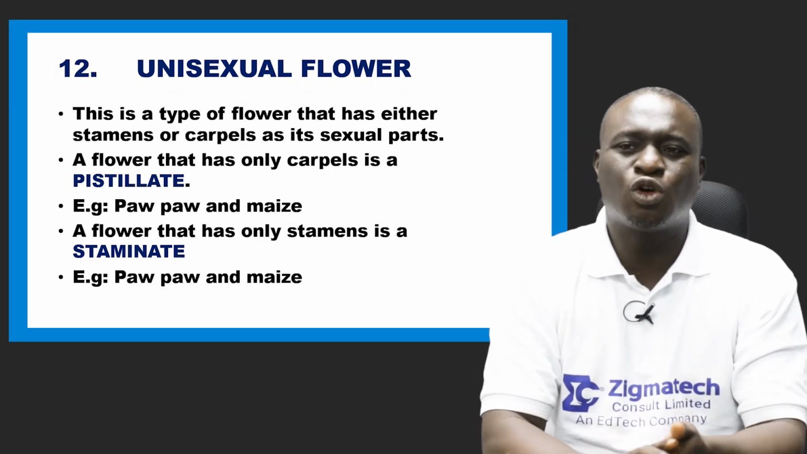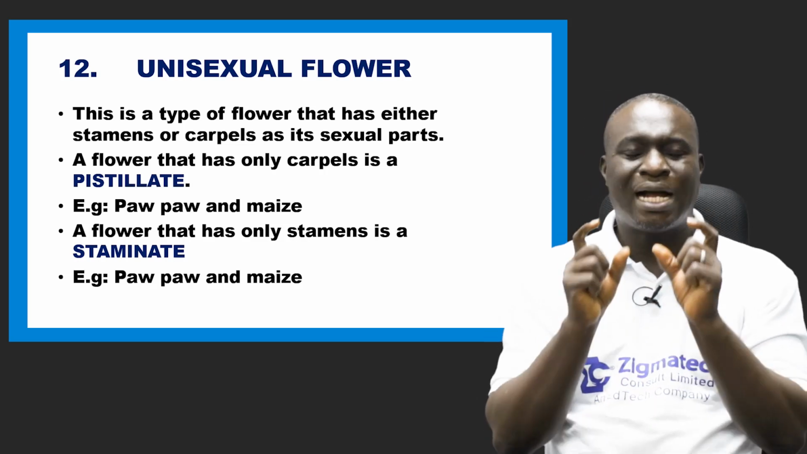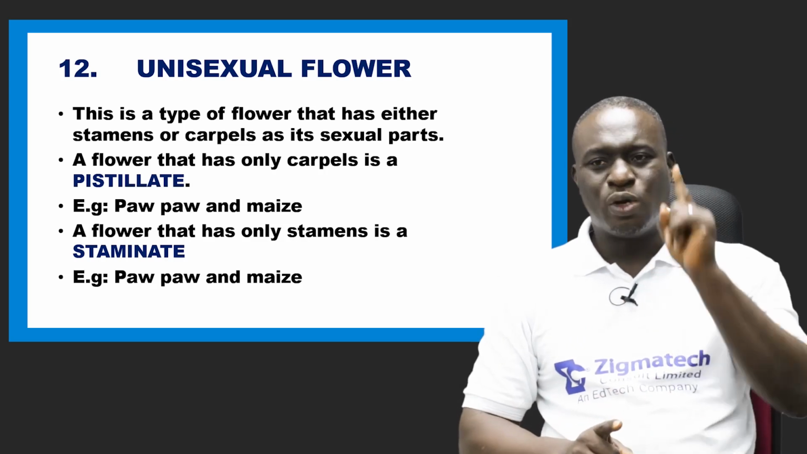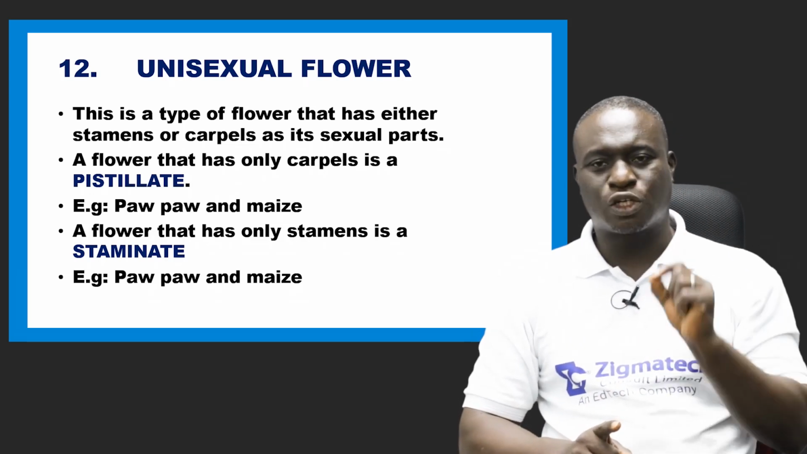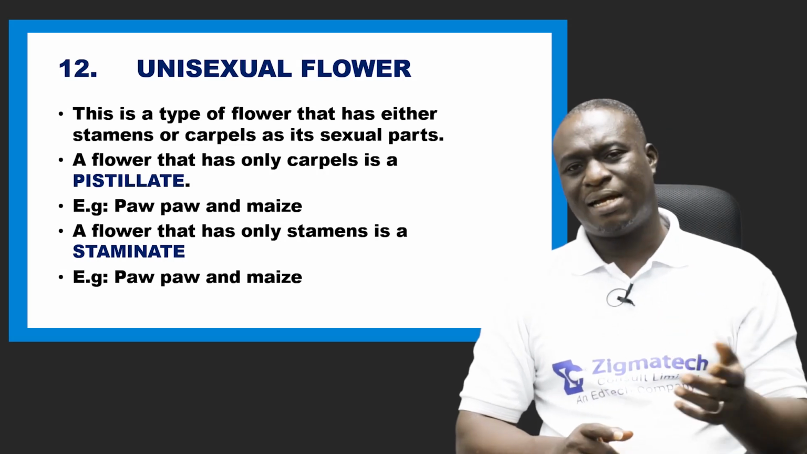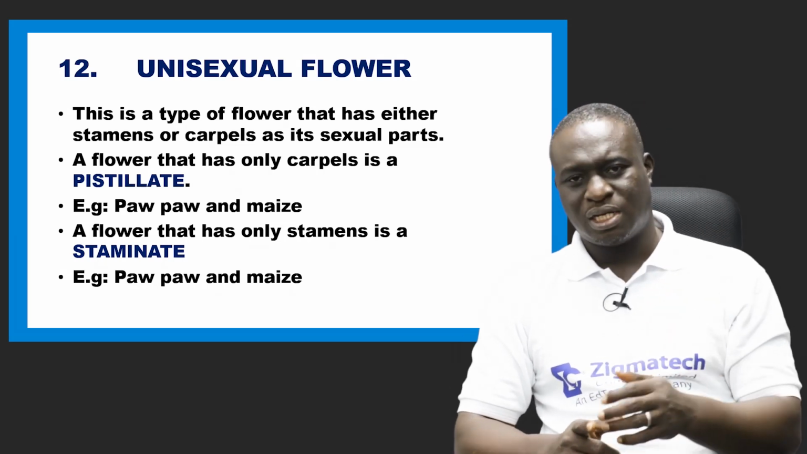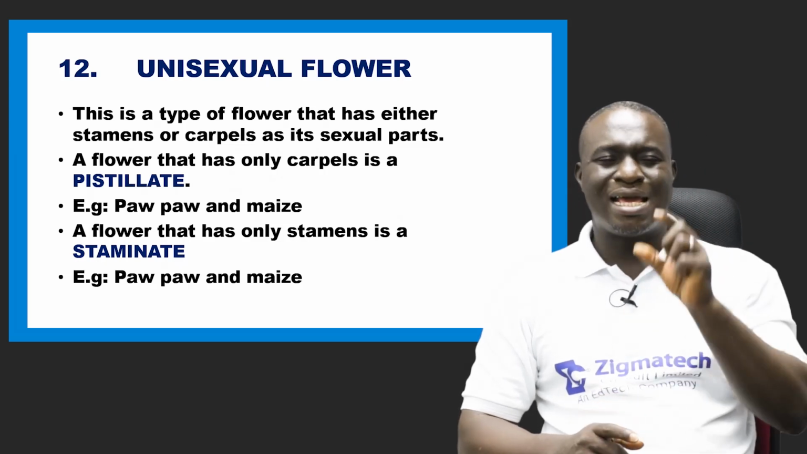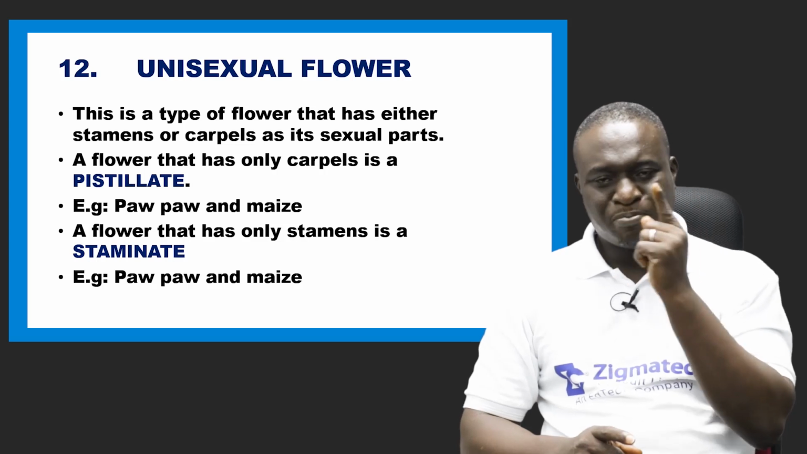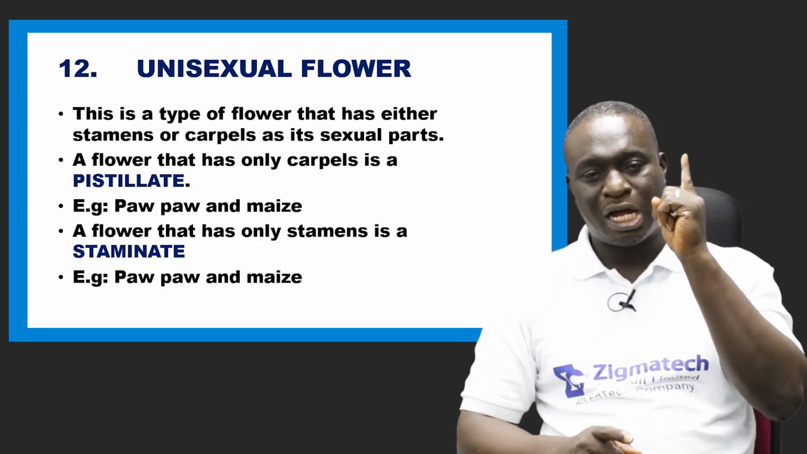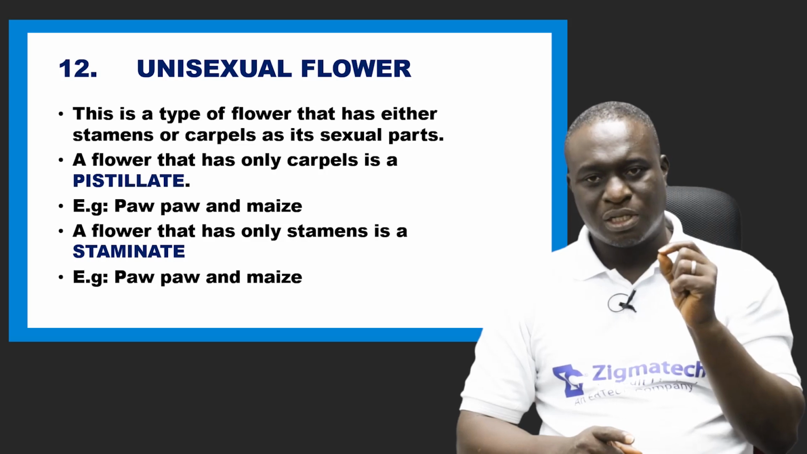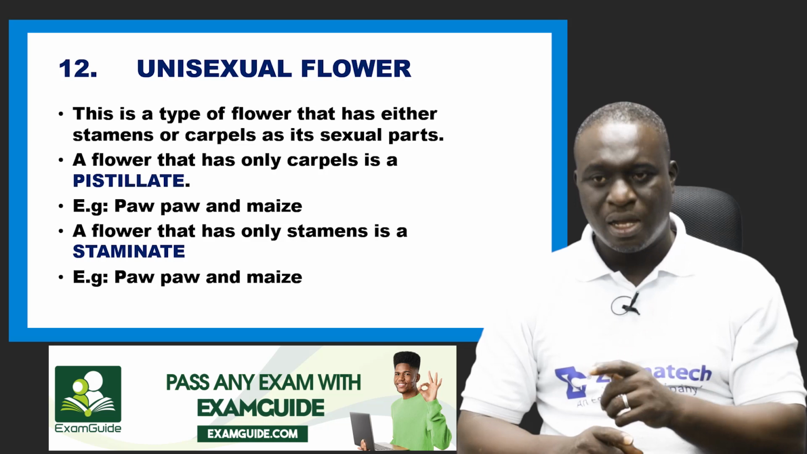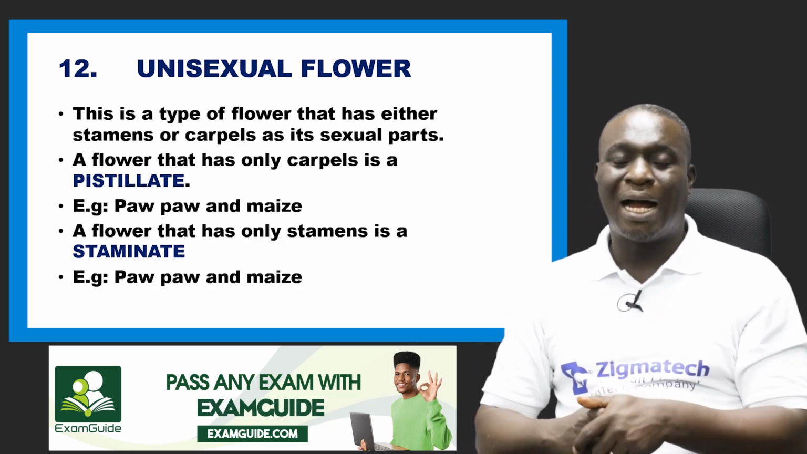Now, a flower that has only carpels is called a pistillate. A flower with just carpels is called a pistillate. An example, you have pawpaw and maize. But a flower that has only stamens is called a staminate. When it is pistillate, it only possesses carpels. But when it is a staminate, it only possesses a stamen. Also, you can see it in pawpaw and maize.